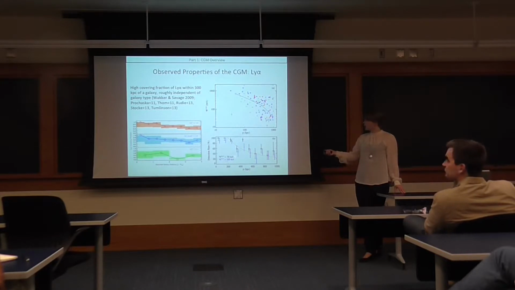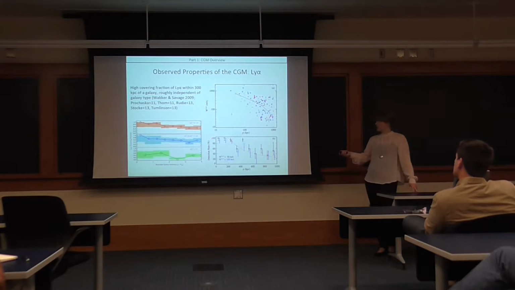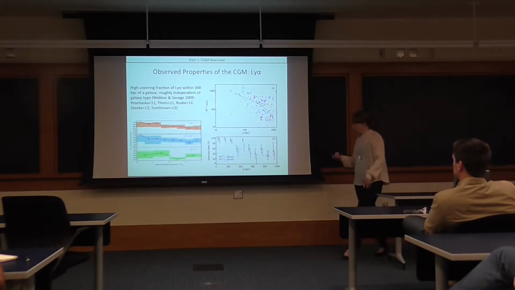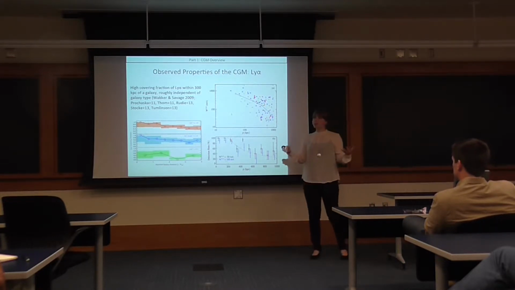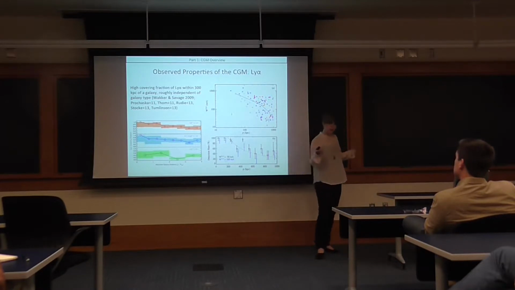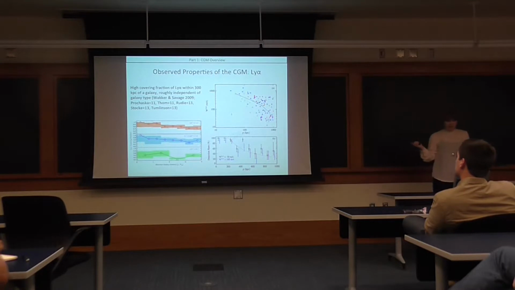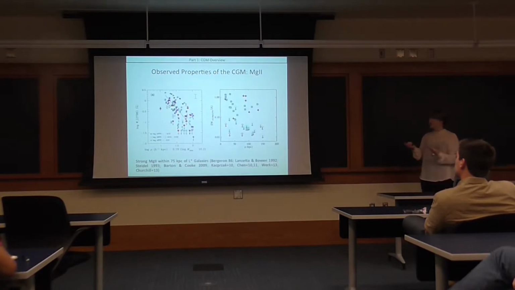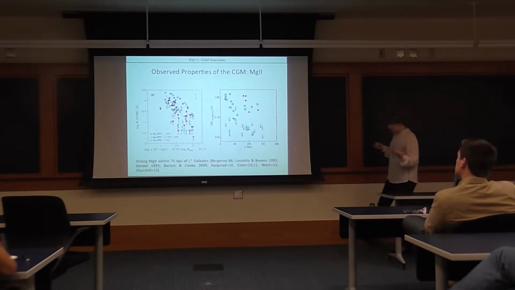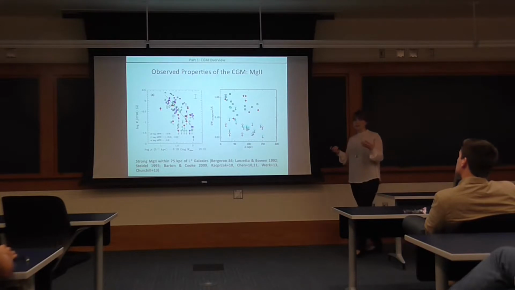Okay. And then you can look at this in terms of a detection rate or a covering fraction. So you see here that 100% of the time, you find Lyman-alpha absorption out to about 200 kiloparsecs. So at least in terms of hydrogen, these galaxies have hydrogen absorption out to a large distance, usually about their virial radii. The gas actually isn't just hydrogen, it has metals in it.